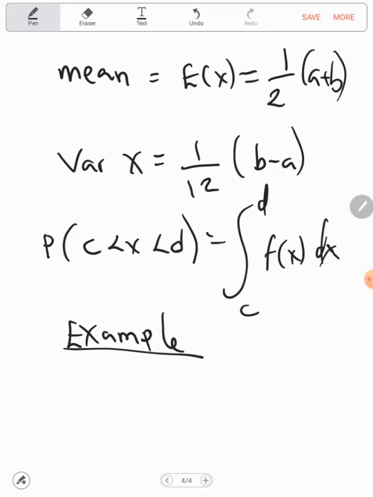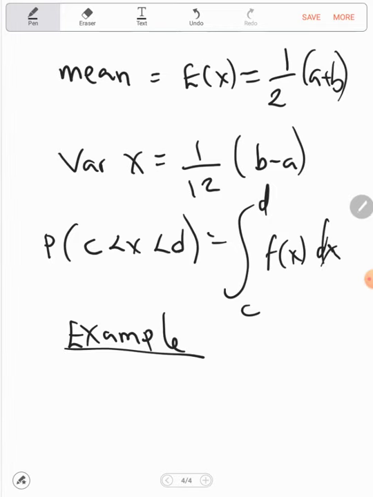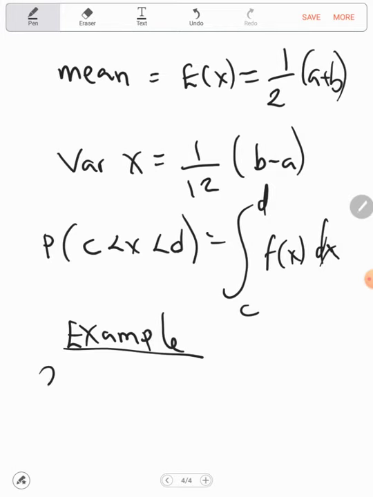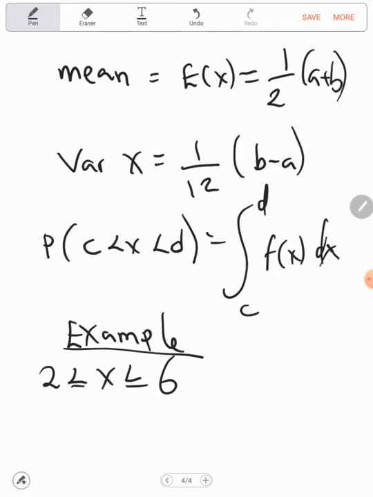In this example, we're told that suppose x is uniformly distributed over the range 2 less than or equal to x less than or equal to 6. Find the mean, the variance, and the probability that x is between 4 and 6.